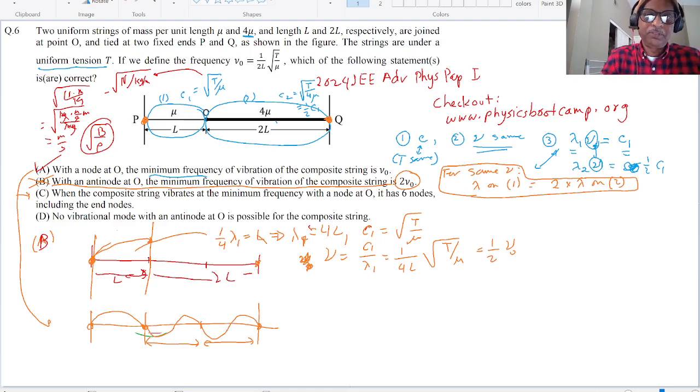So if it's saying count the number of nodes, okay, it has 6 nodes. So 1, 2, 3, 4, 5, 6. So this is correct.